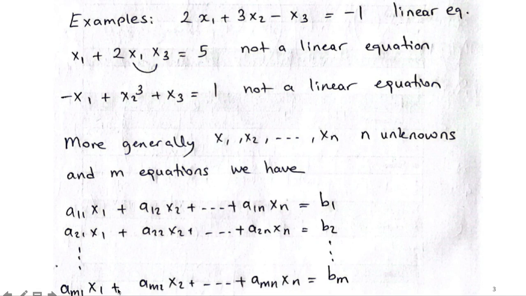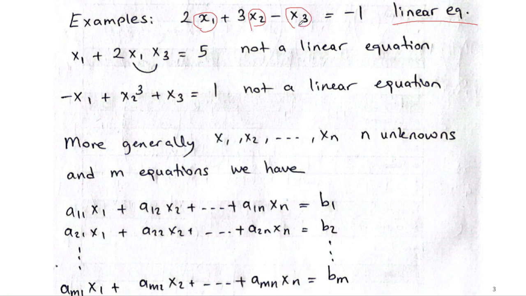Here are some examples for our linear equations. For example, 2x1 plus 3x2 minus x3 equals minus 1. So this is a linear equation, and as you see, we have only linear terms in x1, x2, and x3.